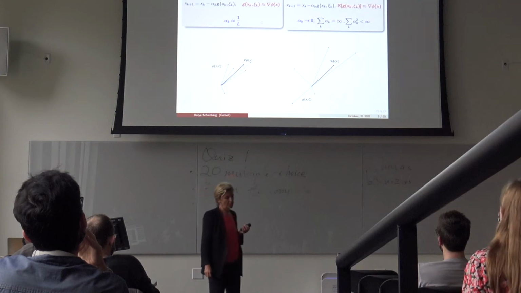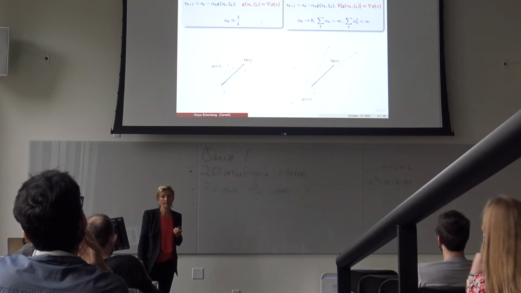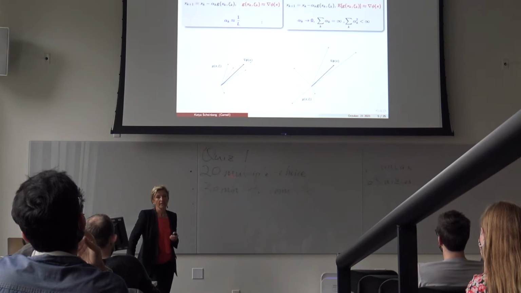Drive these step sizes to zero. Otherwise, we won't converge. That's the usual wisdom of stochastic gradient descent versus gradient descent. Okay, questions?